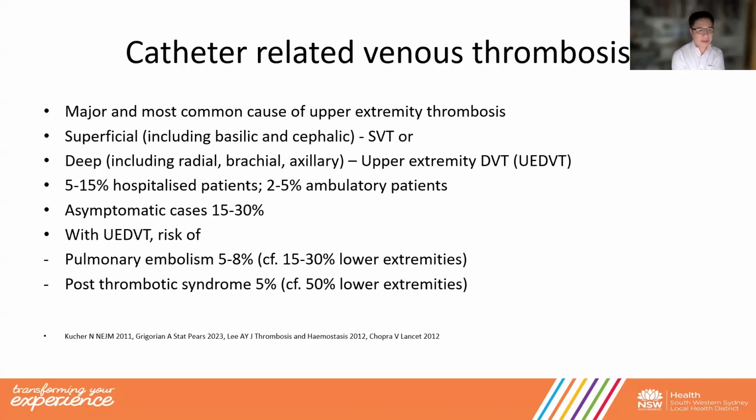It occurs in 5 to 50% of hospitalized patients and 2 to 5% of ambulatory patients out of hospital treatment. Asymptomatic cases are higher at around 15 to 30%, suggesting with longer use, a silent thrombus can progress. Fortunately, pulmonary embolism and post-thrombotic syndrome, significant complications, occur at a much lower incidence than DVT in the lower extremities.